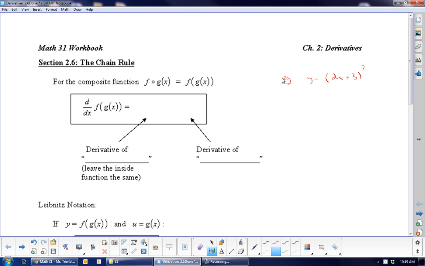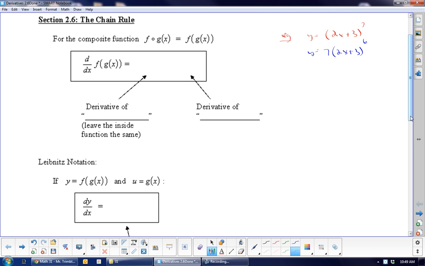So the way you do that is you first deal with the outside of the brackets, which would give me 7 times (2x + 3) to the 6. Okay, does everyone see how I got that? Then you deal with the inside and do the derivative of the inside of the function, which would be 2. So your final answer would be y prime equals 14 times (2x + 3) to the 6.